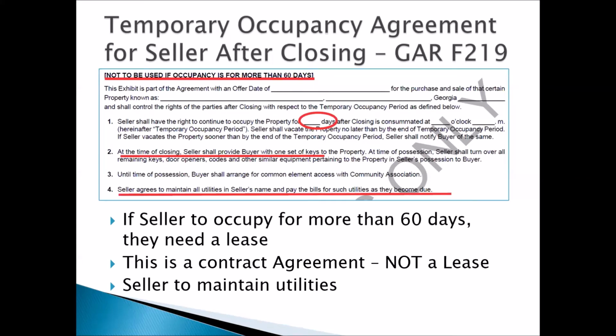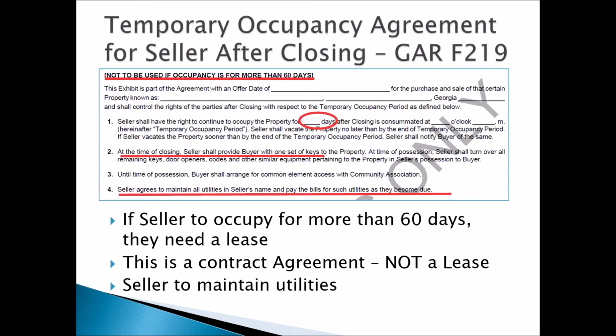Number two is there are all sorts of additional laws that kick in pertaining to the contract. There are Georgia landlord-tenant laws that kick in where if it's not a lease, those don't kick in. That's why it can't be used for more than 60 days. So it's just an exhibit to the contract.